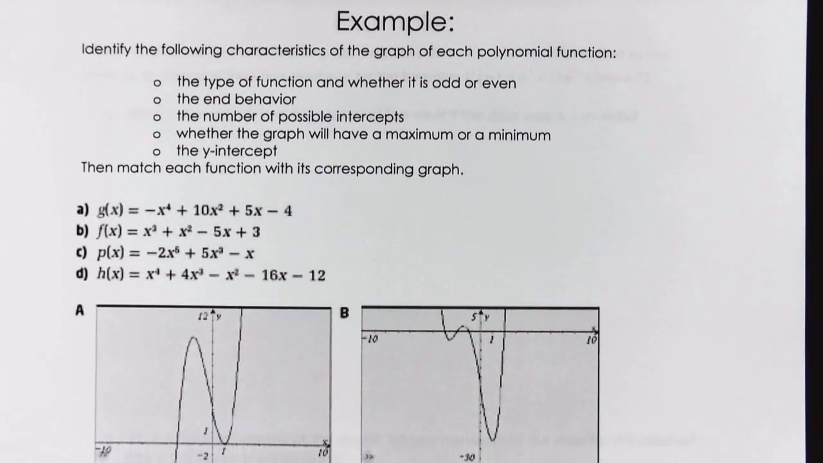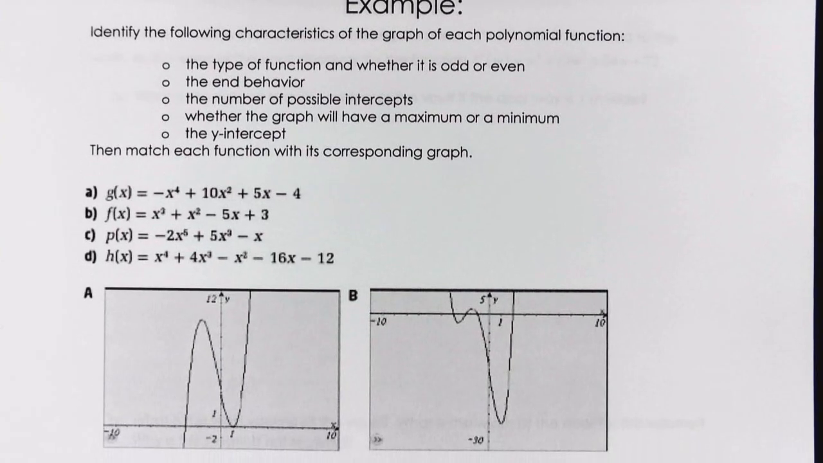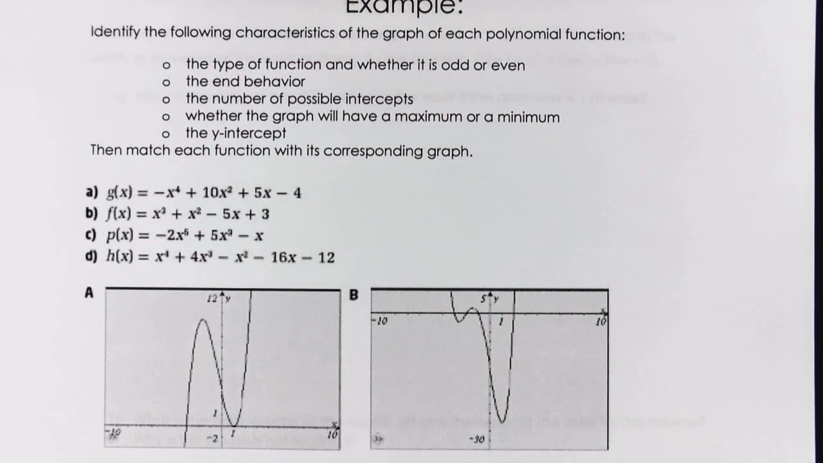All right, identify the following characteristics of the graph of each polynomial: the type of function, whether it's odd or even, the end behavior, the number of possible intercepts, whether the graph will have a max or a min, and the y-intercept. And then match the functions with their graphs. Holy Hannah, that's a lot of math to do.